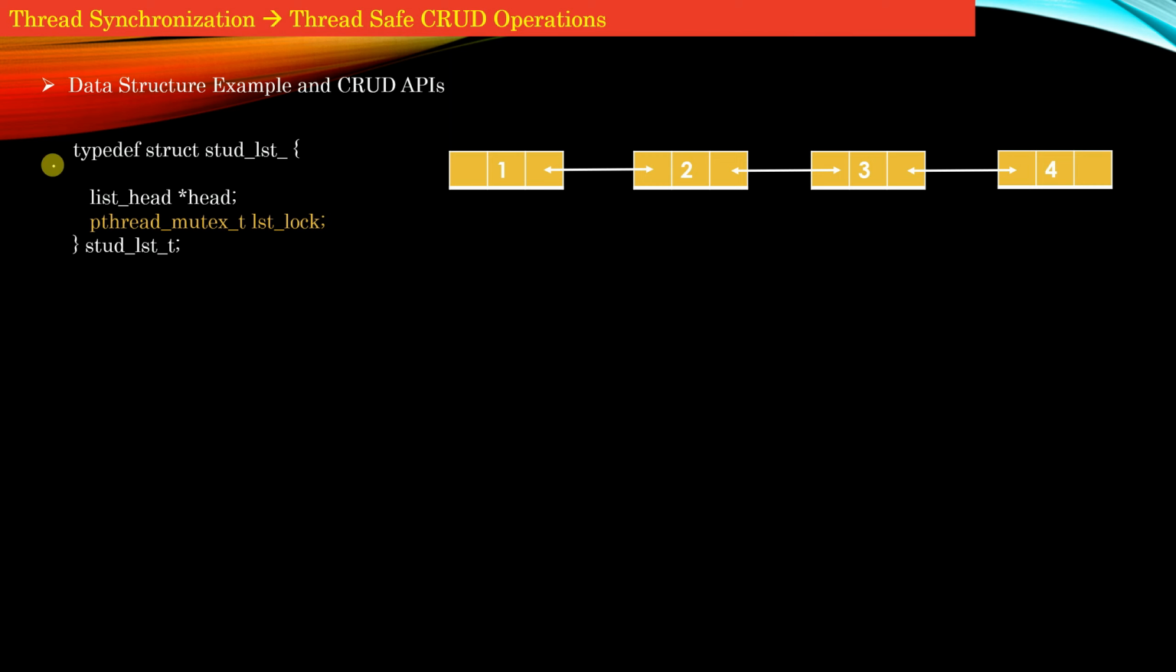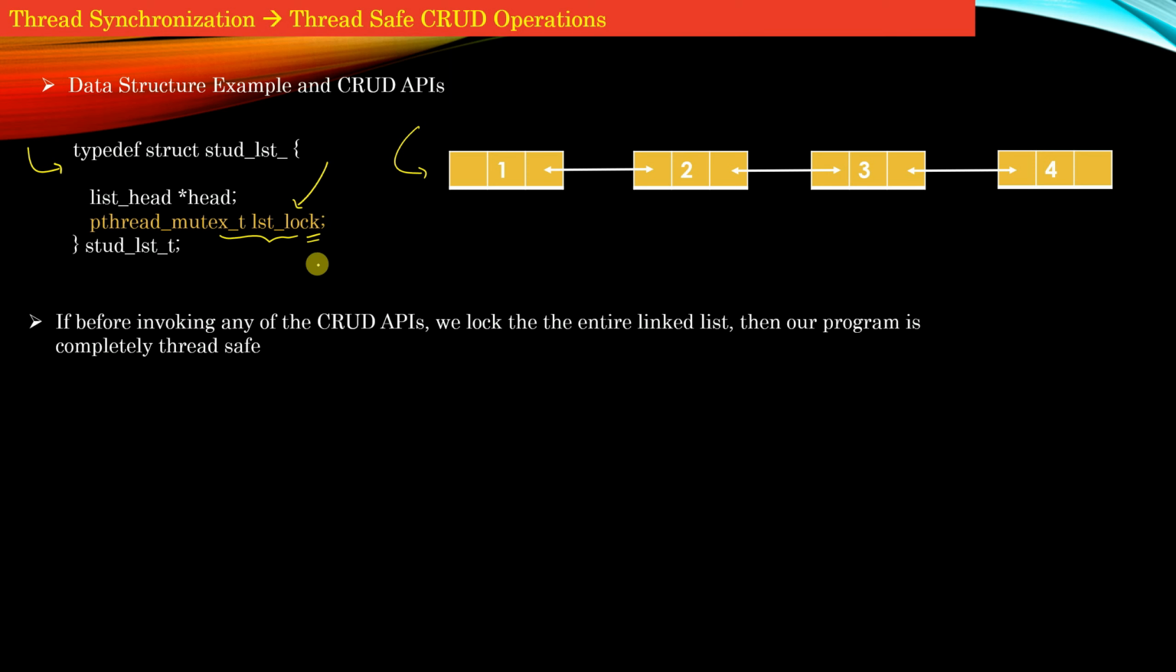So this is the linked list of students, and we would represent this linked list with the following structure. Now you can see that we have a mutex member, and this mutex member is defined at the level of the linked list. It means that this particular mutex is a mutex of this entire linked list. So any thread which locks this mutex would get access to this entire linked list, and then that thread can perform any operation on this entire linked list.